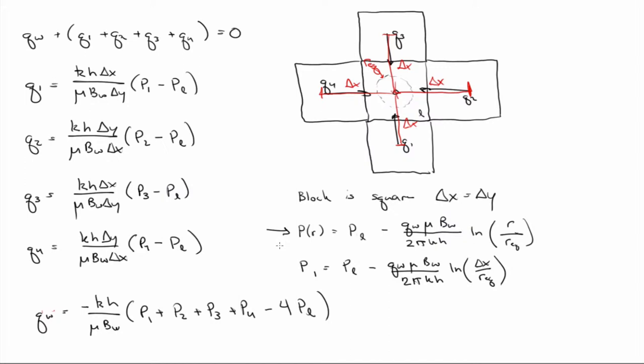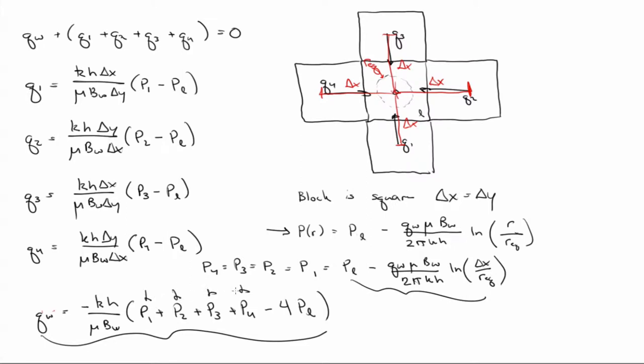All right. Well, does everybody see that since they're all delta x, whether I evaluated at P1 or at P2 or at P3 or at P4, I get the same thing. So P2, P3, and P4 are all going to have the same right-hand side. Okay? So now I have an equation for P1, P2, P3, and P4 that I can plug into here. Since they're all equal, I can just say 4 times P1, or 4 times the right-hand side, because I'm adding up the 4 terms, okay?